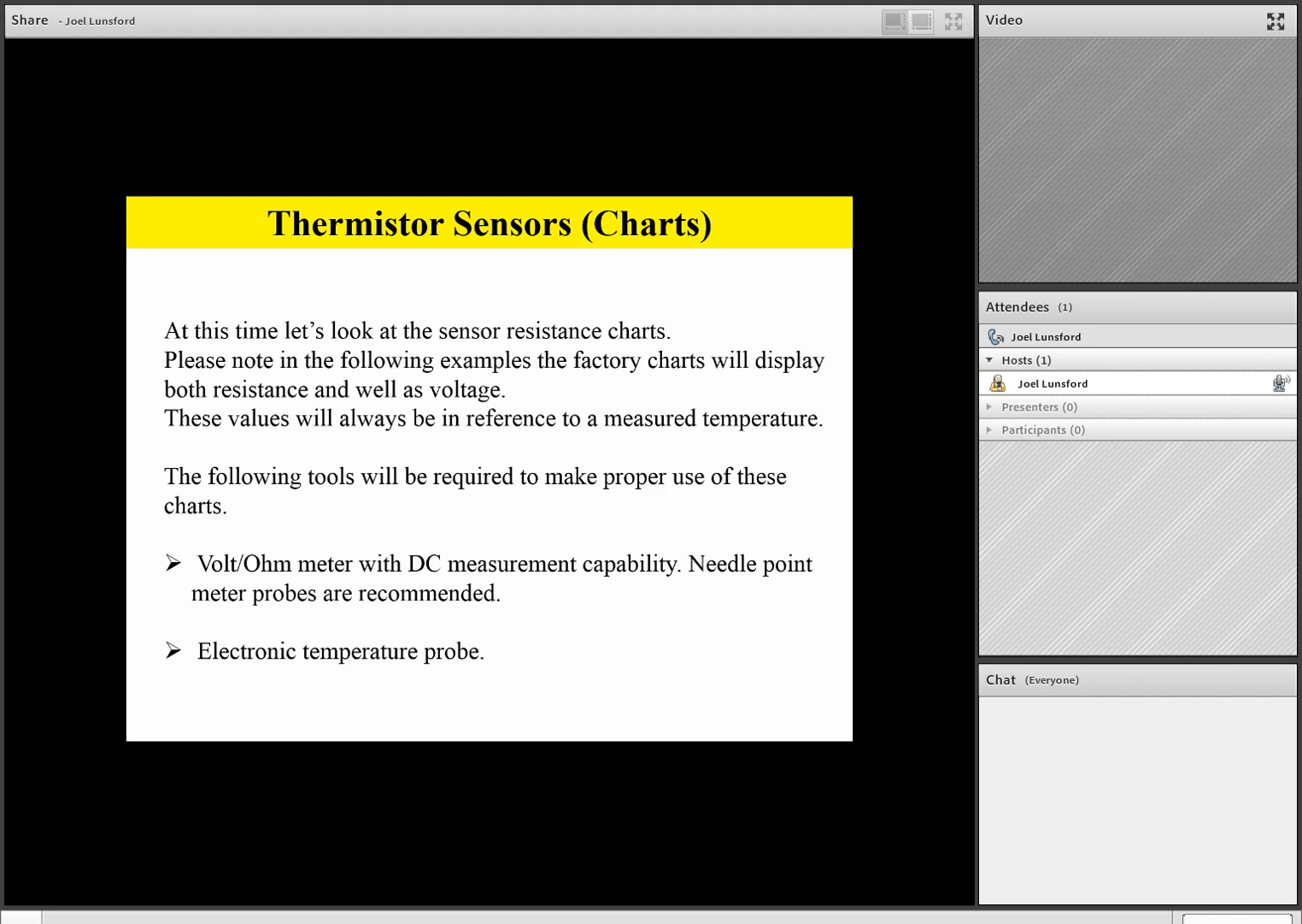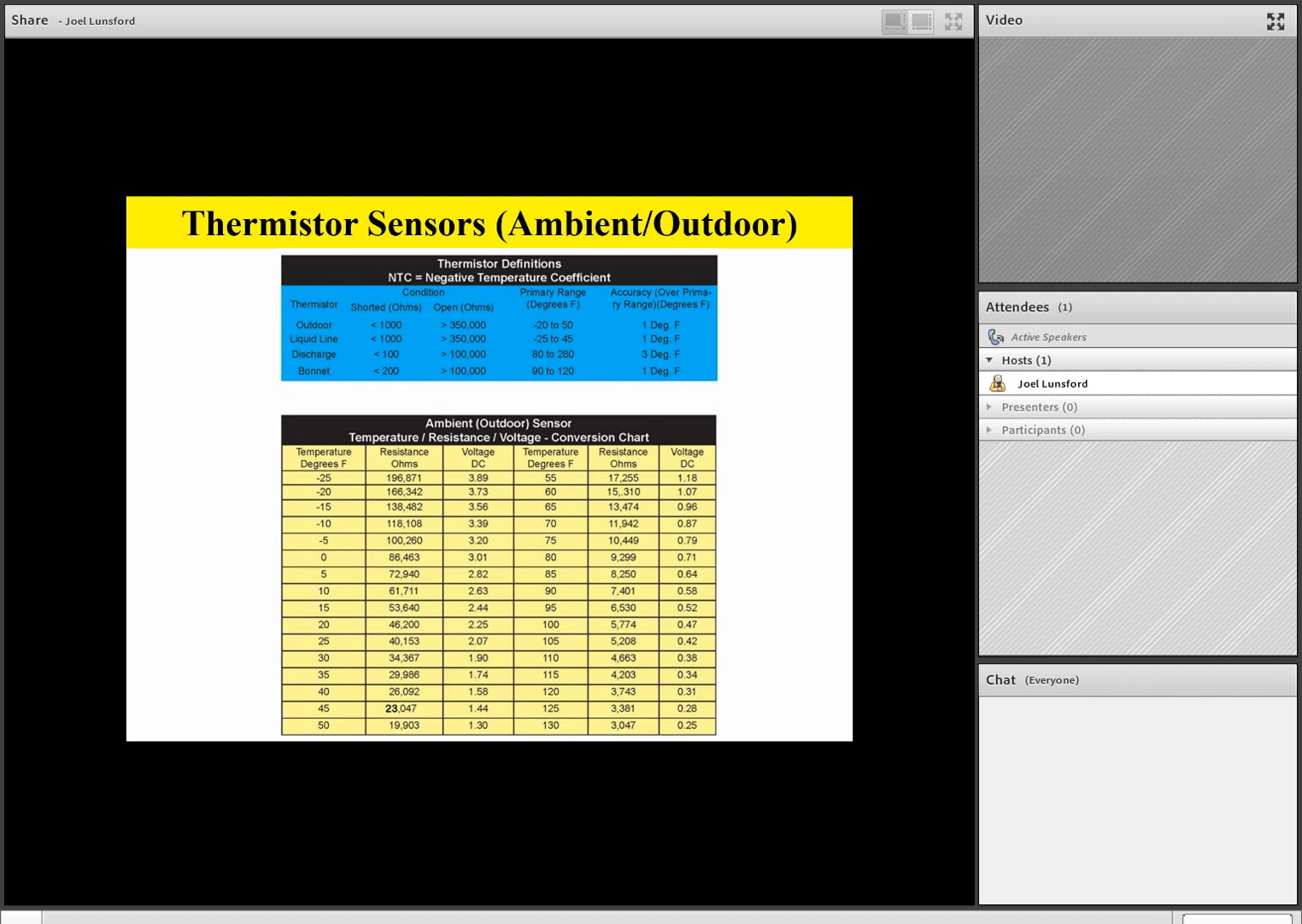So as we take a look at our ambient sensor chart, please take a look in your handout or your workbook, the ambient sensor chart. You'll notice there's going to be some temperature columns, some resistance or ohm columns, and some voltage DC columns. So the way these charts work, and they all work the same, you find the temperature that you've measured on either outdoor air temperature or refrigerant line. So let's do an example together.